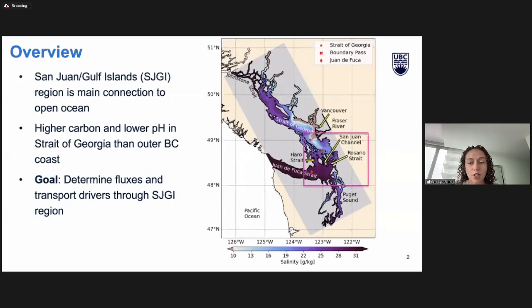So the dynamics in this region are quite complex because of this branching flow and also because there are various different islands and it has complex bathymetry. And then the combination of the bathymetry with the tides creates lots of mixing, making the transport through this region even more complicated.